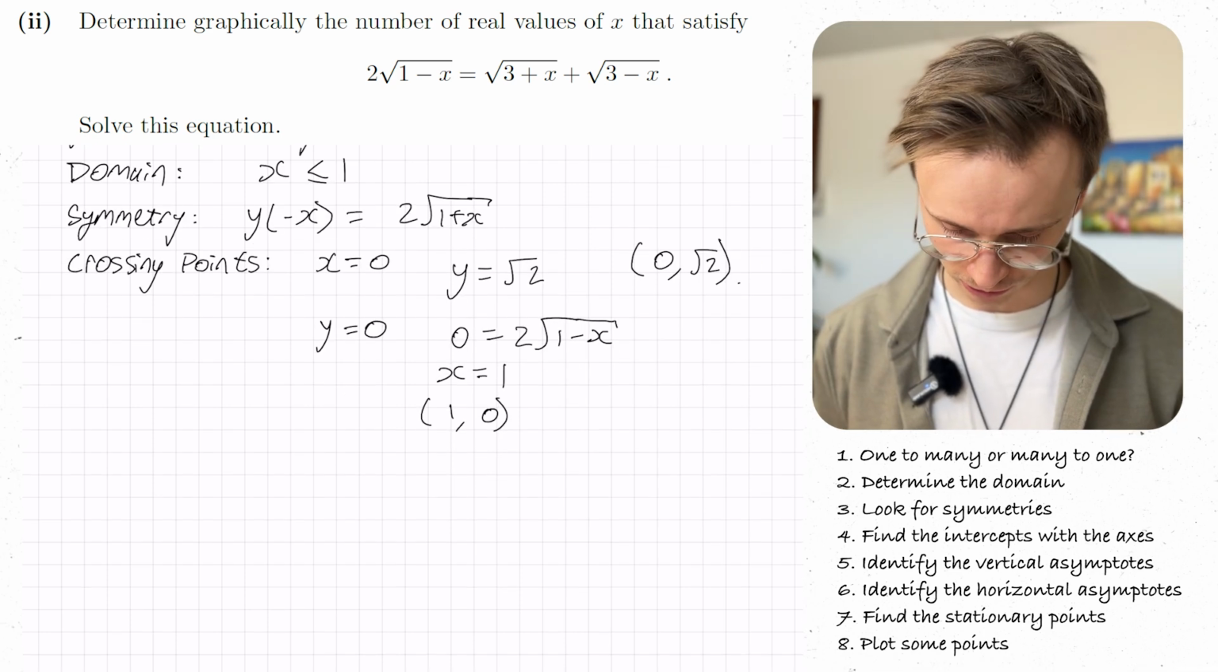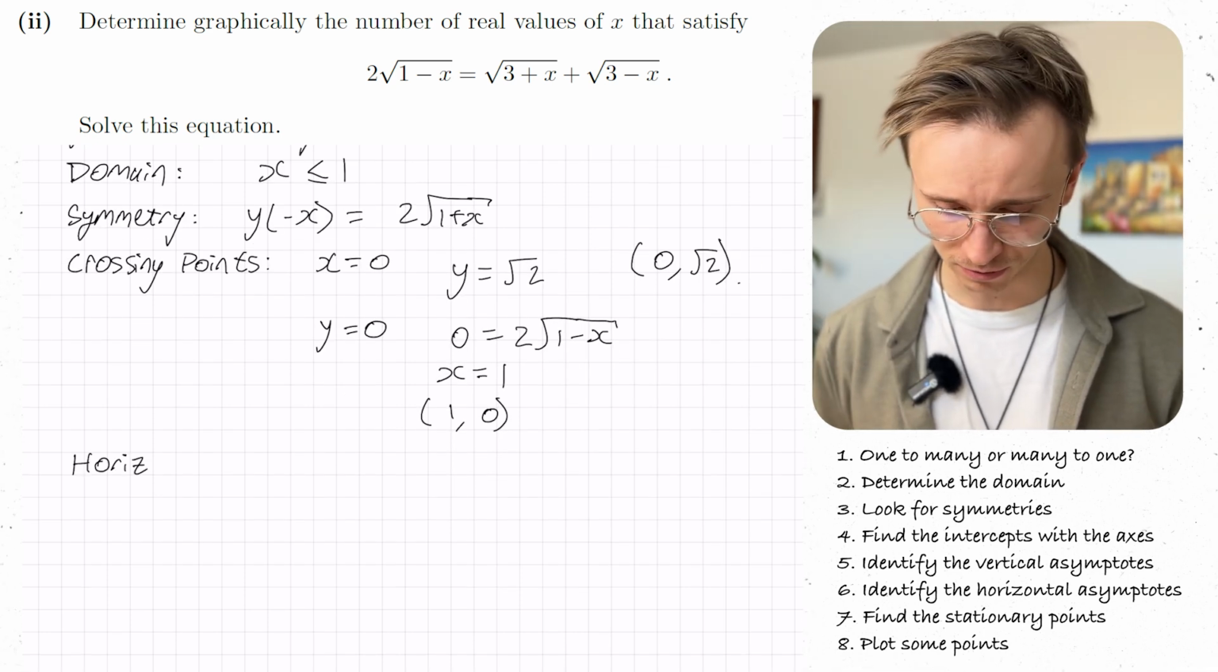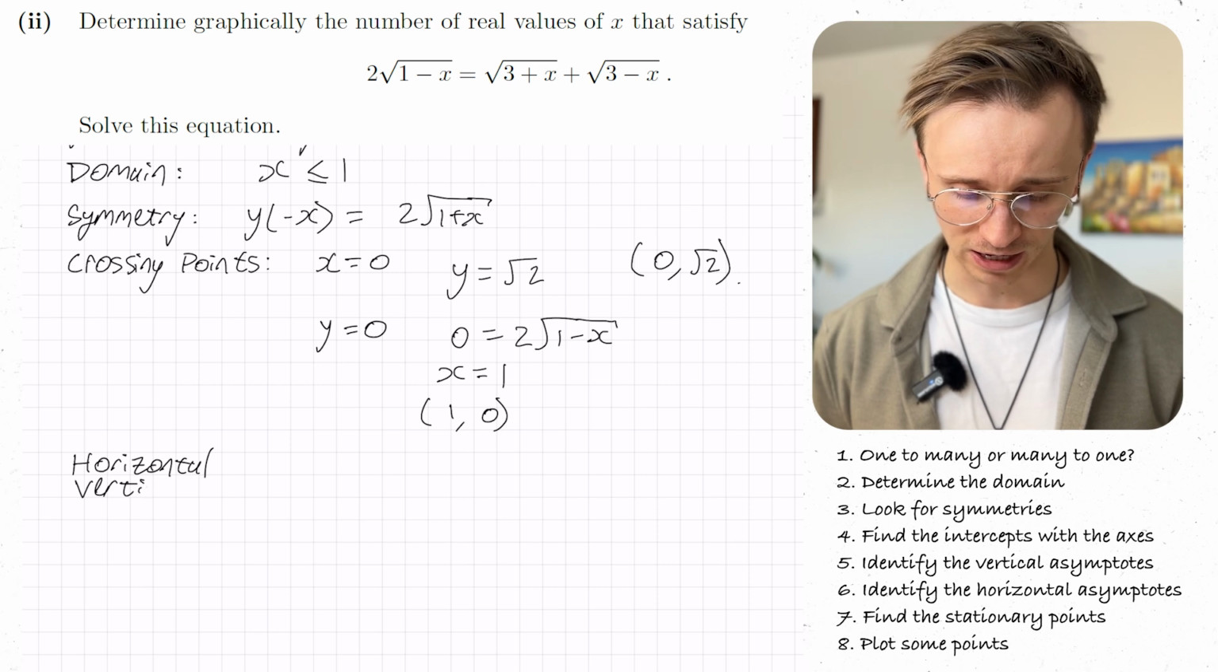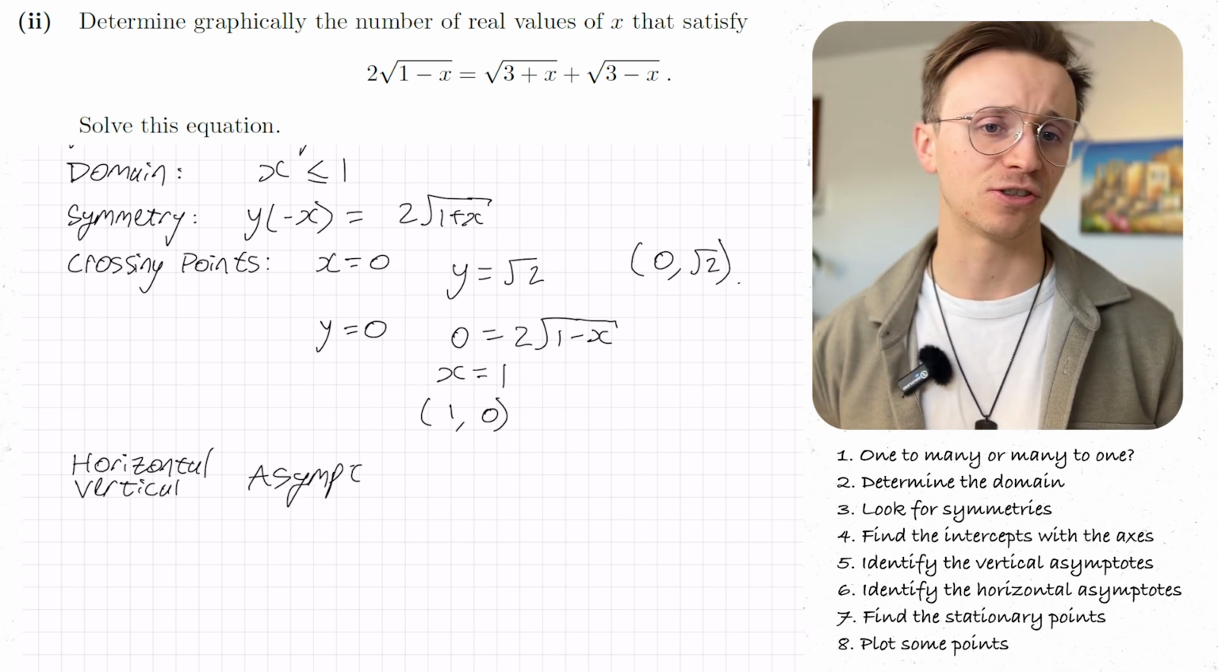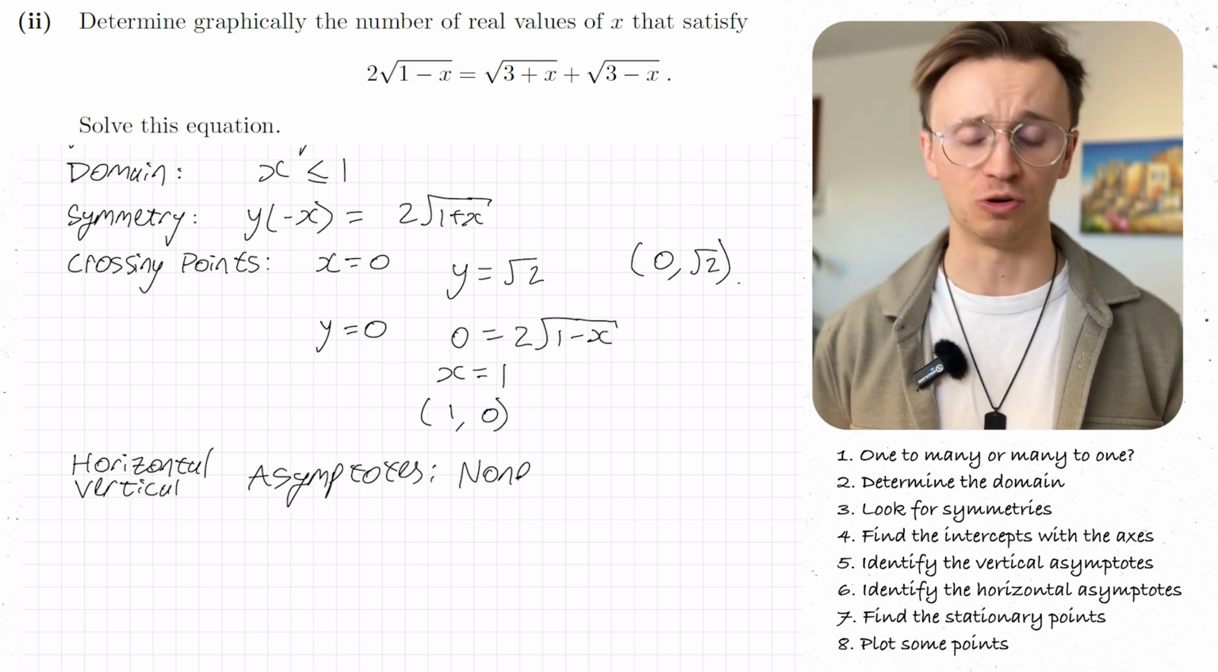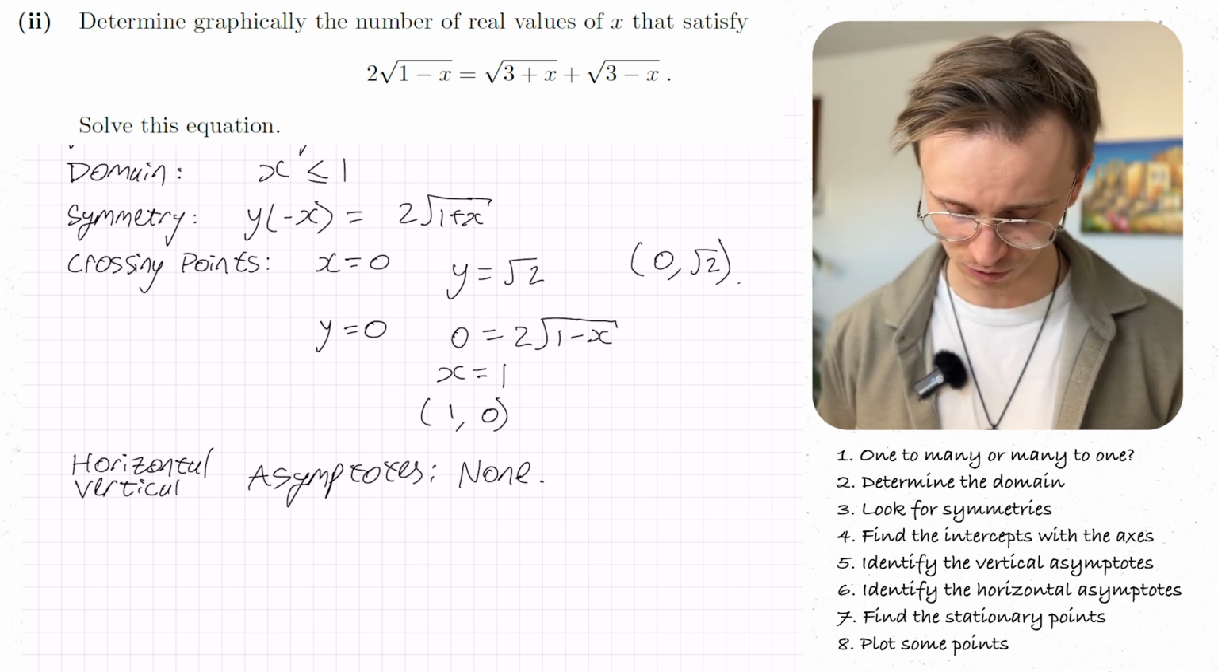So next we need to look at horizontal and vertical asymptotes. Again, pretty obvious from this. Not going to get any horizontal or vertical asymptotes. As x goes to minus infinity, it's just going to go up to infinity. We're not going to get it tending towards anything.